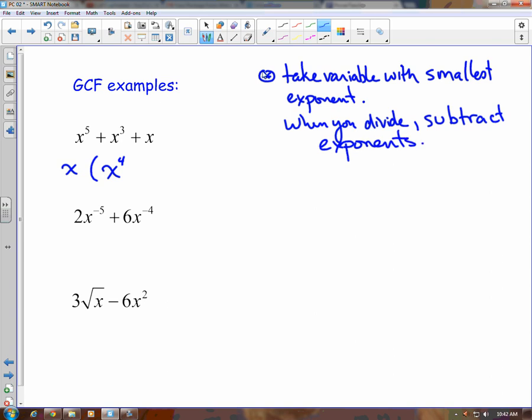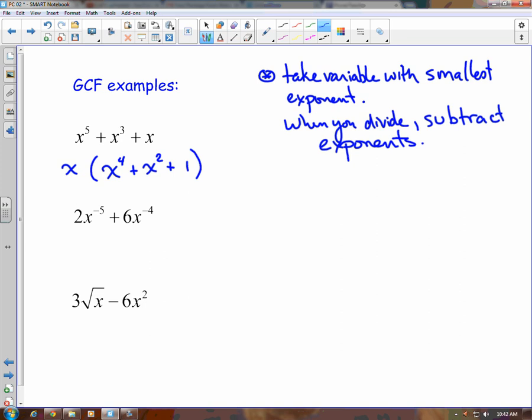And those are basically the two key concepts about greatest common factoring. So we're going to get x to the power of 4 plus x squared plus 1. And then if we could, we'd try and keep factoring this x to the power of 4 plus x squared plus 1, but it will not factor down. Okay.